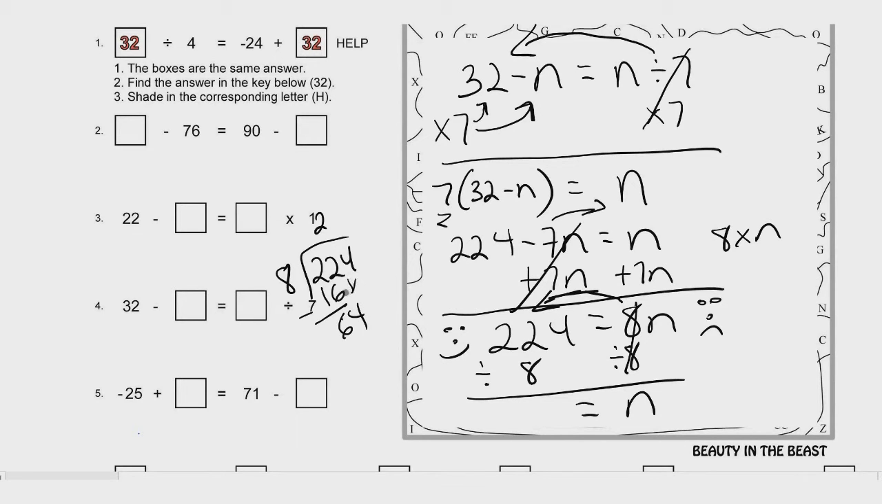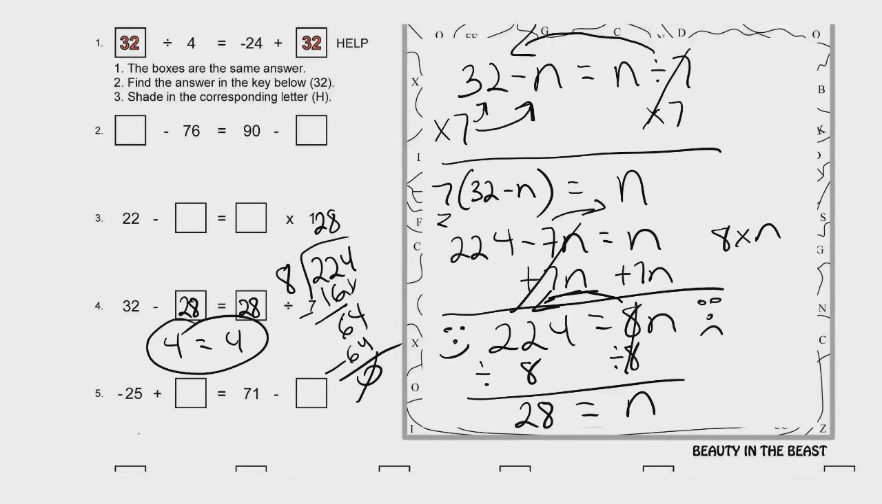Bring down the 4. That gives us 64. And 8 goes into 64 8 times, and we subtract and we get a perfect number. So that tells us that n equals 28, or the empty box is going to be 28. And 32 minus 28 is 4, and 28 divided by 7 is 4, and as you can see, they're equal.